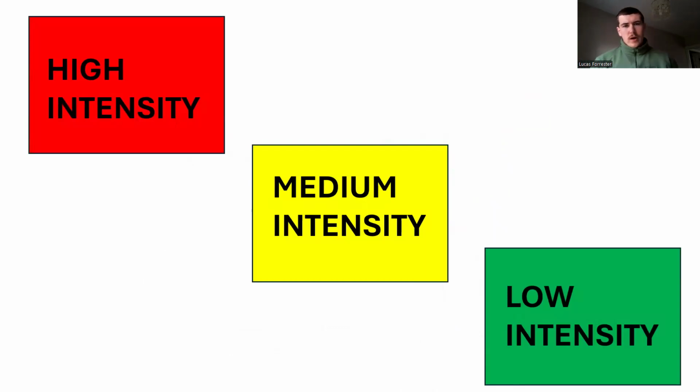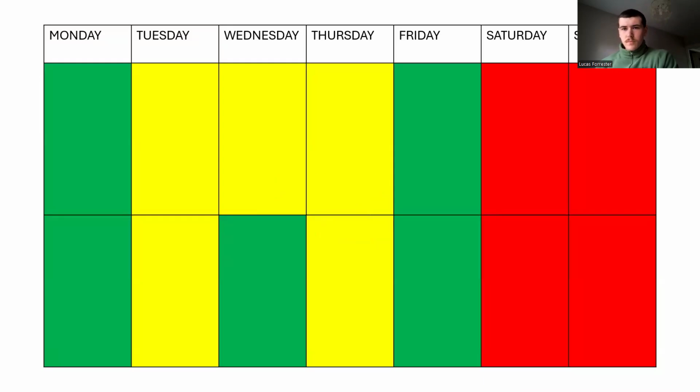So now we're on to our traffic light scheme, where we're using high, medium, and low, or red, yellow, and green. I'm a big fan of visual things, and this is exactly what I use when I am planning out my training for the week or for the month. Next, I'm going to go through some examples. This is something that I would recommend everyone to do.